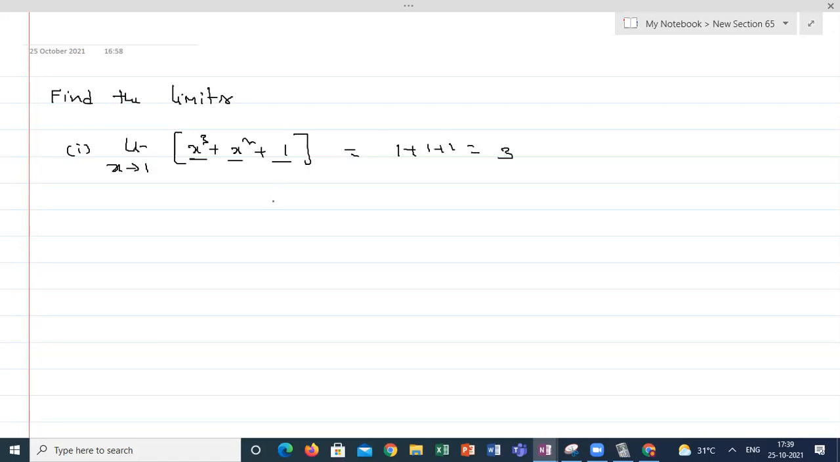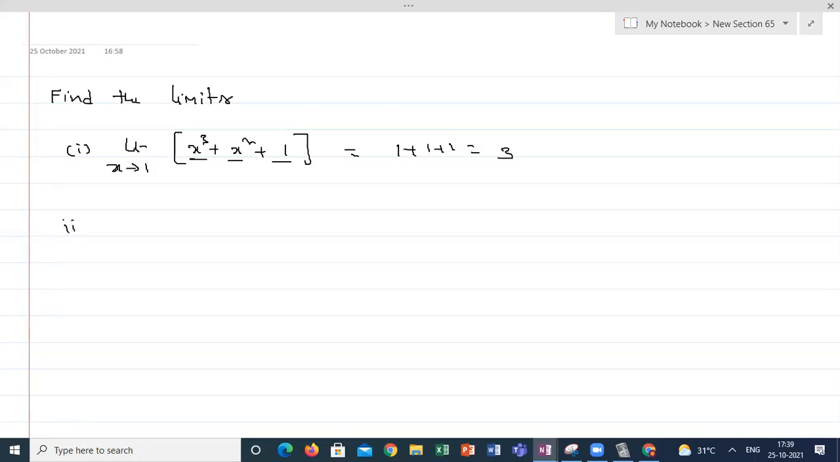Find the limits. First one is limit x tends to 1, x cube plus x square plus 1. Calculate and let me know what is the answer. Three. Clearly x cube exists at all points, x square is also existent at all points, 1 is a constant function. So straight away you can substitute. The answer is 3. Am I right?